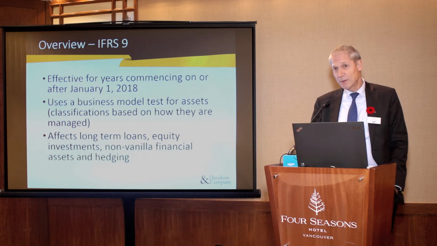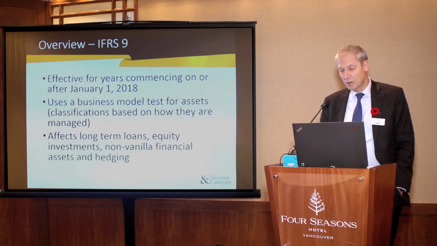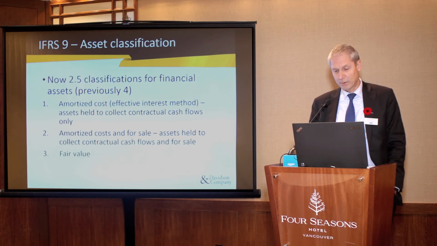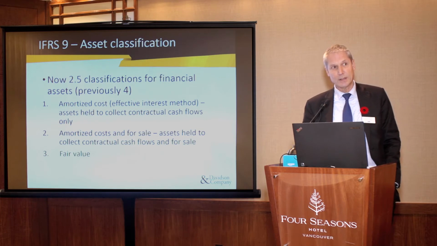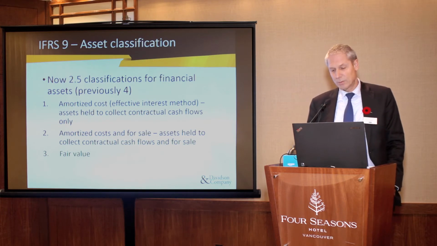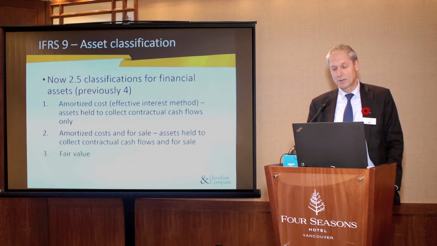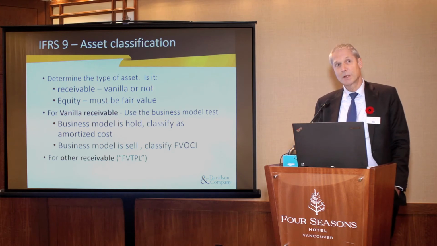So, to start with, IFRS 9, already in effect, really January 1, 2018. It uses a business model test. And it affects primarily long-term loans, equity investments, and what I'll call non-vanilla financial assets, as well as hedging. Not going to go over hedging. 2.5 classifications, I guess they can call it 2, amortized cost and fair value, but amortized cost can have 2 components to it. You can have amortized cost, which is the one we're used to seeing out there. It's called the effective interest method. And if you're holding your receivables for sale, you would use amortized cost for sale and fair value.